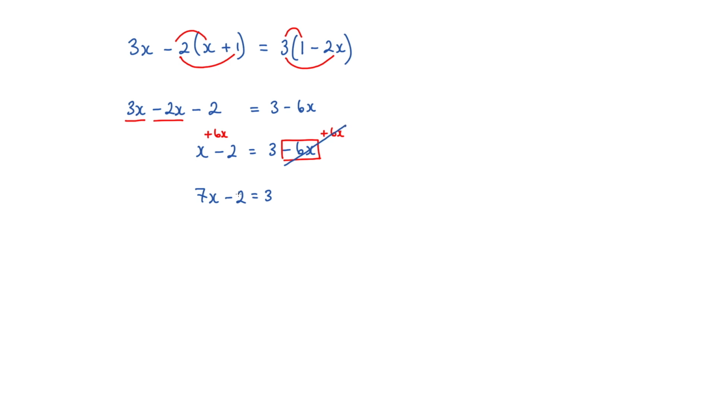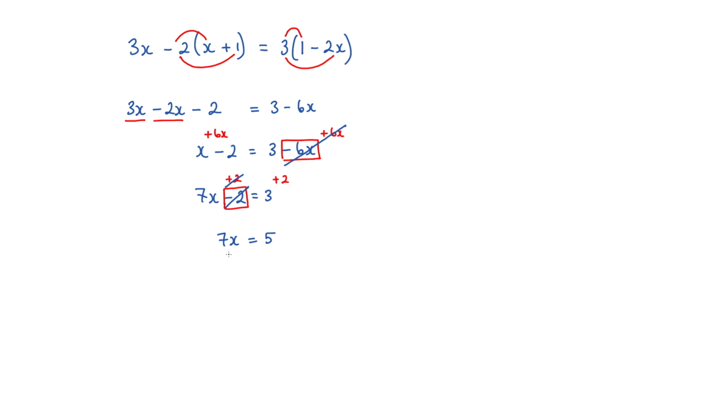That was the whole point of doing that. Now the next thing I need to eliminate is this negative 2 here. And to do that, I would have to add 2 to the left-hand side, but also add 2 to the right-hand side. Now the 7x, I've still got that. The plus 2 and the minus 2, obviously they will cancel, equals 3 plus 2 is 5.